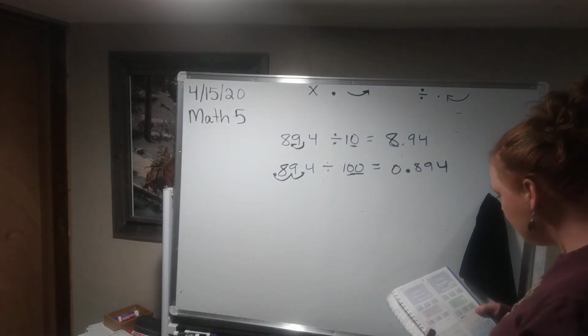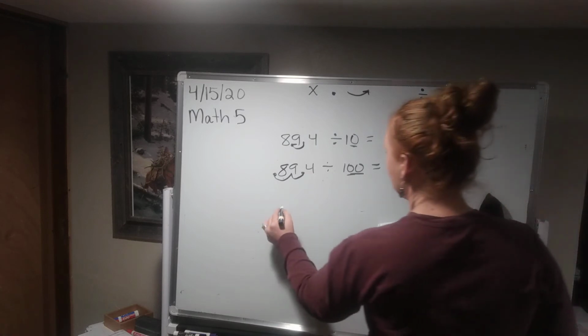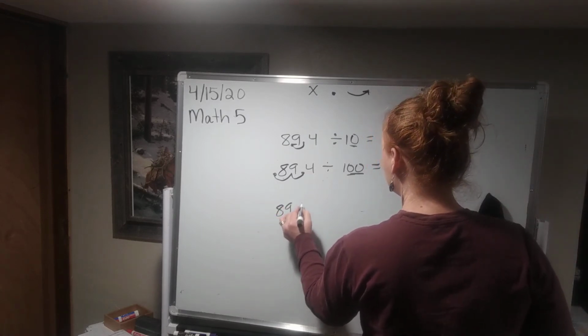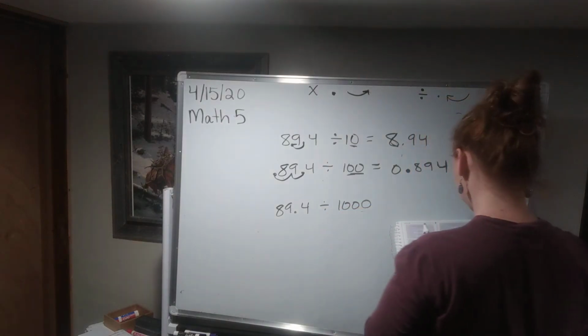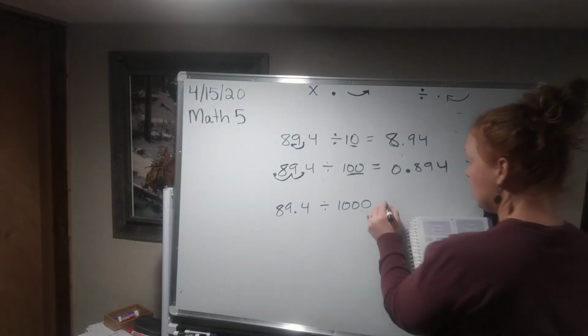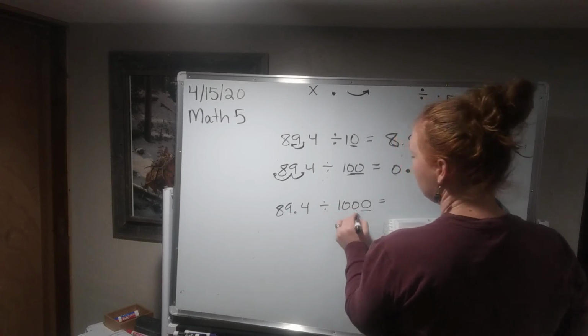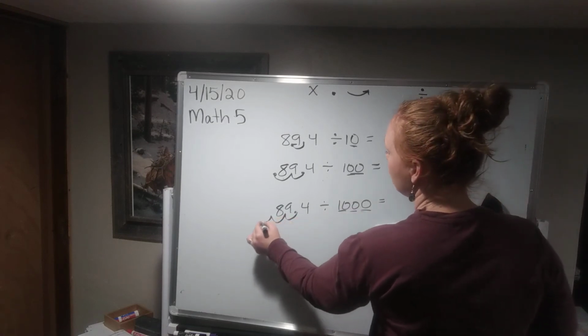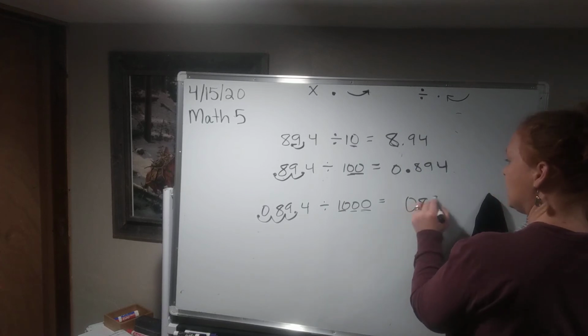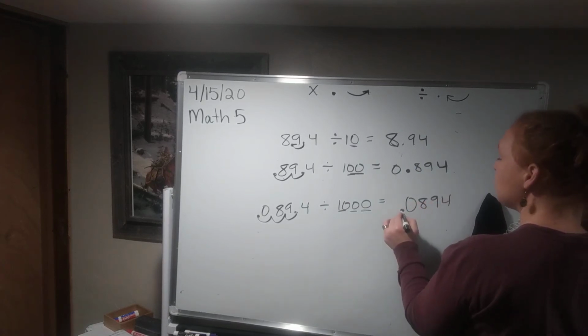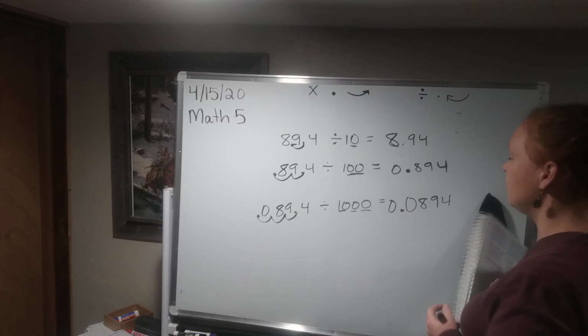And then let's do 89.4 divided by 1,000. We're going to move it 3 places. 1, 2, annex a 0. So 0.0894. I have a decimal point in front, so I have to make sure I put a 0.